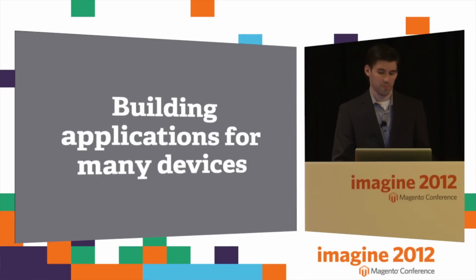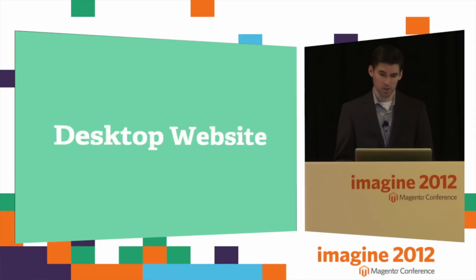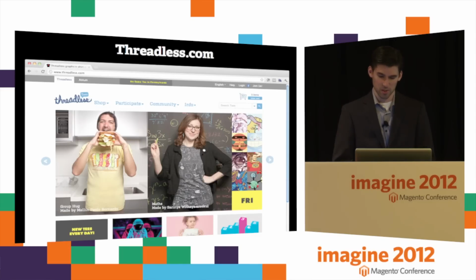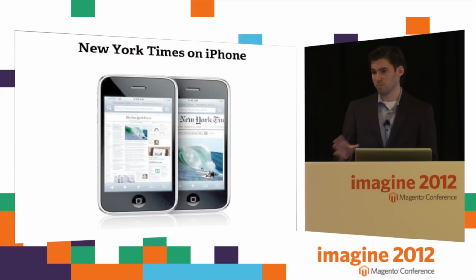What can you build? Let's explore some options. Desktop website. You probably already have one of these. It's designed for laptops and desktops, 1024 by 768 screens and up. The positive is that it's a do-nothing strategy. Mobile browsers will scale it to fit the available width.